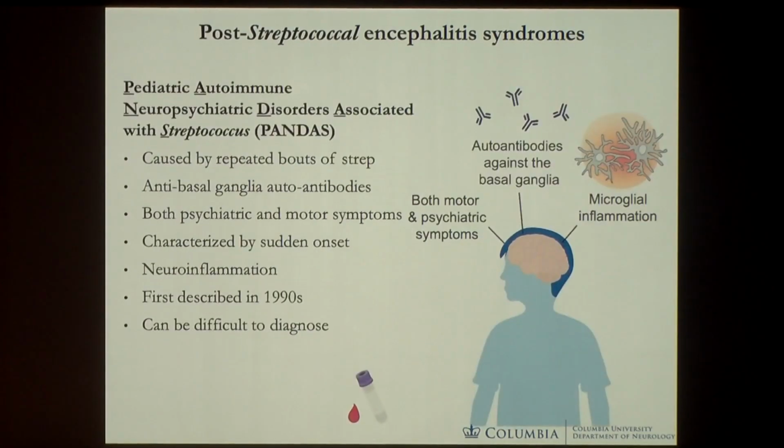And in 1998, Susan Swedo at the National Institute of Mental Health, while studying Sydenham chorea, identified a different syndrome in children that she termed pediatric autoimmune neuropsychiatric disorders associated with group A strep. This is also caused by repeated bouts of strep infections. There are antibodies to the basal ganglia that target predominantly the cholinergic neurons. It's sudden onset and can be quite difficult and controversial to diagnose.